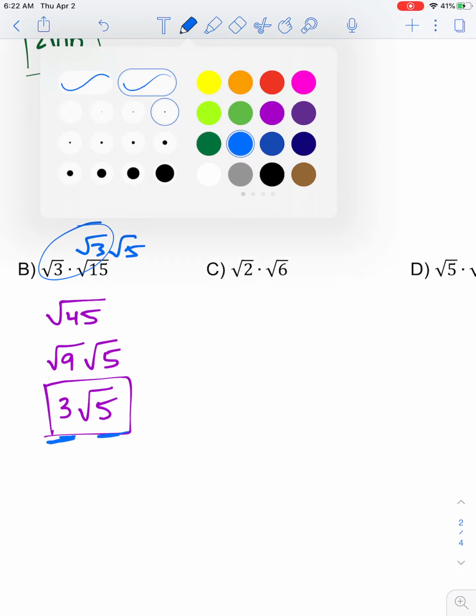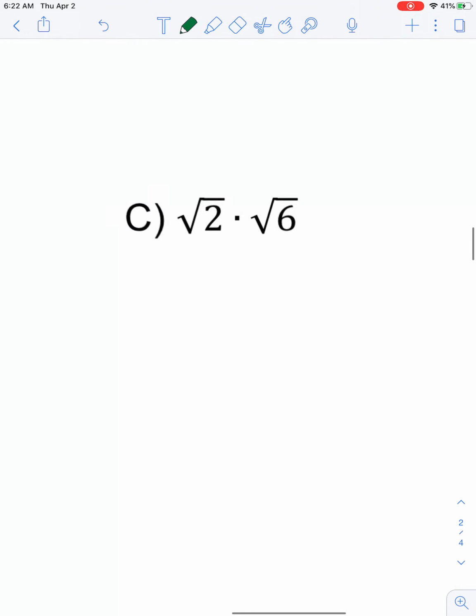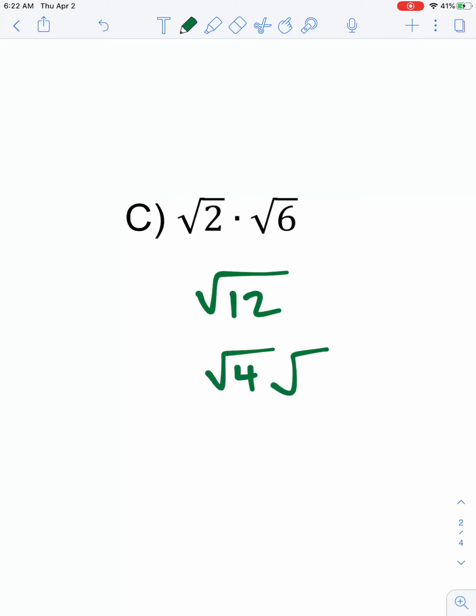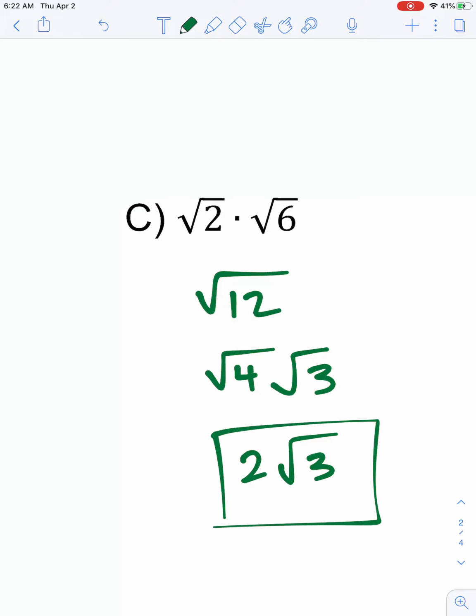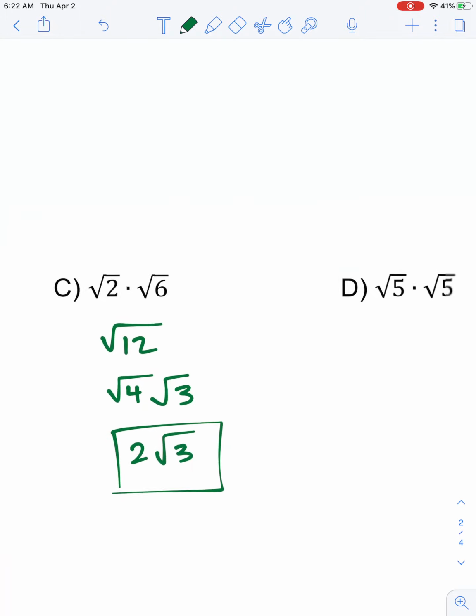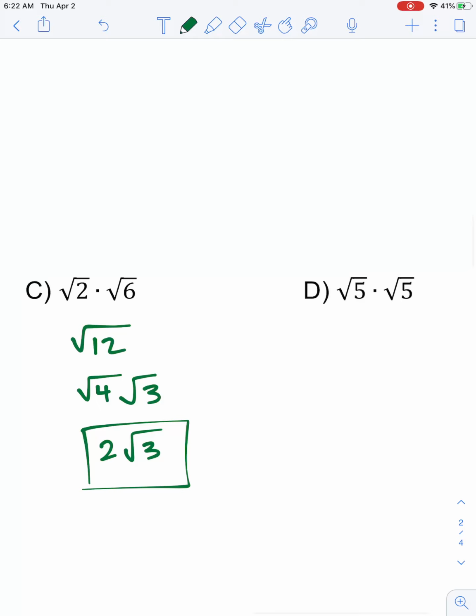Okay? All right, so moving on to part C, no matter which method you use here, it shouldn't matter in the end, but I'm going to go ahead and combine. 2 times 6 is 12. Root 12 can break down to root 4, root 3, and then my final answer is 2 root 3. And the last one, we just talked about this. Root 5 times root 5 is 5. No need to show any work there.